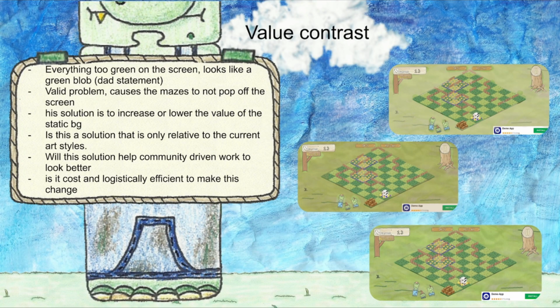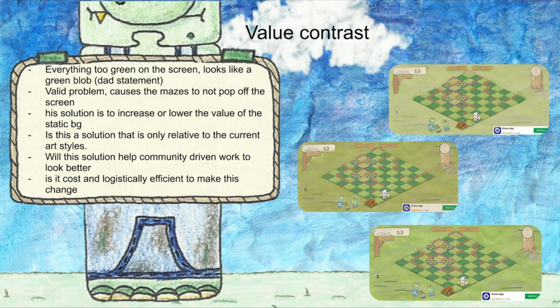Value contrast. When the game stands alone by itself and I post videos about it, it doesn't really get as much attention as when I frame it. Now, I don't know if that's a situation of the game will always need to be framed, advertisements will always need to frame the product, or if that speaks to a greater problem. About because of my dad telling me that he thinks that it looks like a green blob, which is a valid problem. And the solution is to raise or lower the value of the background.